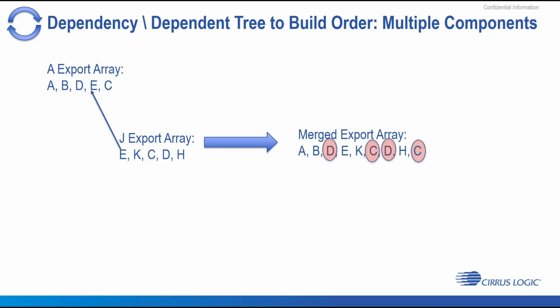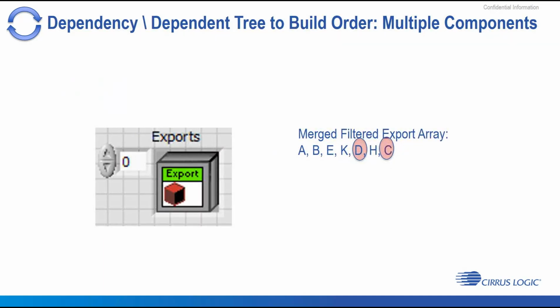The result is that. That is now your build order. And boop, out come these exports. They're objects, and they're ordered according to that array. Questions?